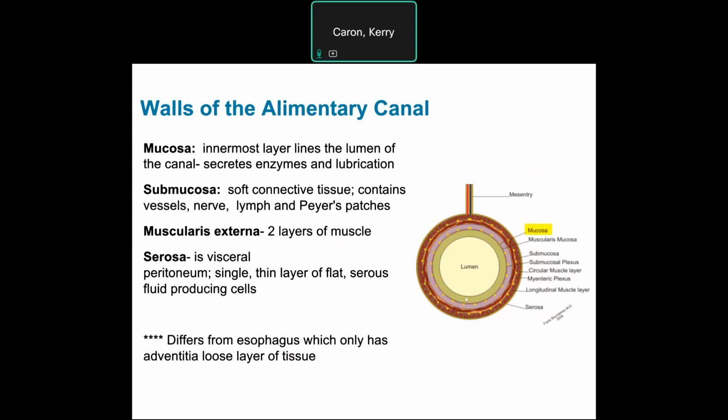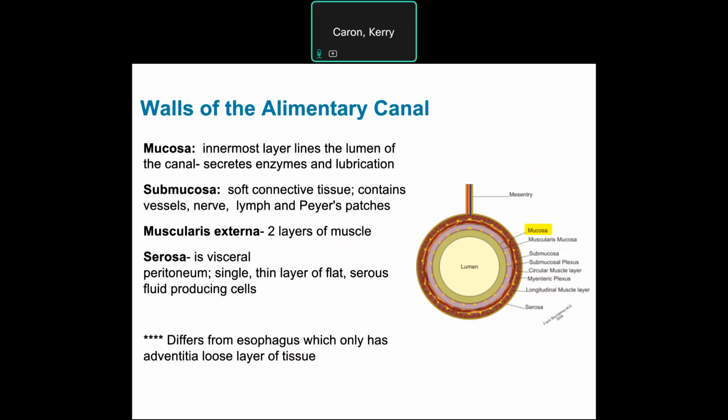The next layer is the submucosa. That is soft connective tissue that contains the vessels, the nerves, the lymph. Now, this is most of the canal, not specifically the esophagus. We'll talk about the esophagus separately in a second. Then we have 2 layers of muscle, which is called the muscularis externa. And then we have serosa, which is visceral, next to the organ, peritoneum. It is single, it is thin, it was flat, and the serous fluid producing cells are located in the serosa.